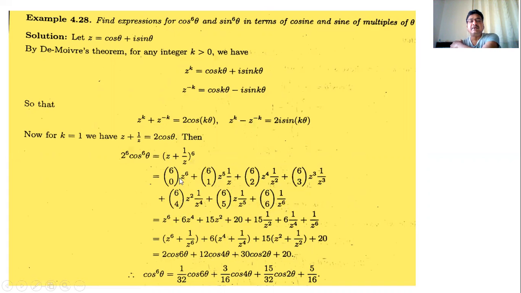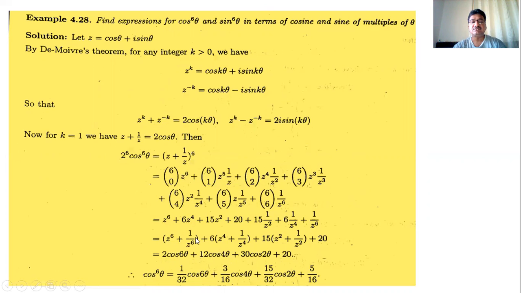The power of Z starts from Z raised to 6, then Z raised to 5, 4, 3, 2, 1, and then Z raised to 0. The power of 1 by Z starts from 1 by Z raised to 0, that is 1, then 1 by Z raised to 1, 2, 3, 4, 5 and 1 by Z raised to 6. That is, we have a total of 7 terms in the expansion of this bracket raised to 6. If the power is 7, then we have 8 terms. Collect the terms of first and last, second and second last, in this way, and the middle term 20 as it is.